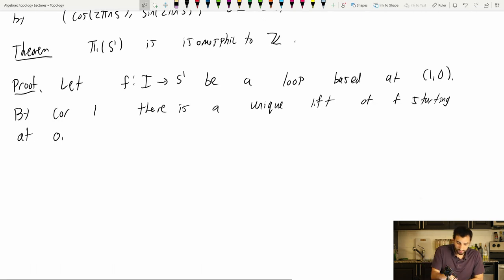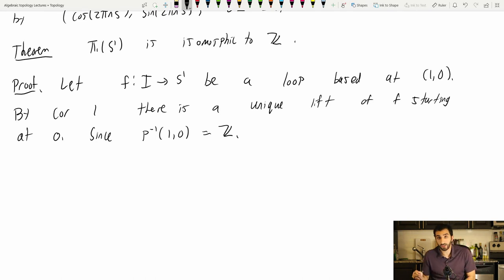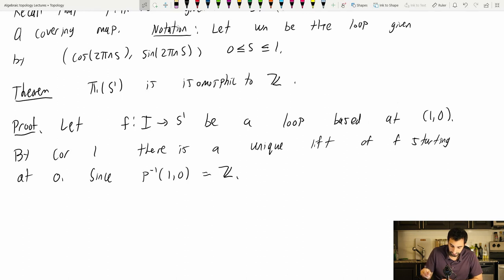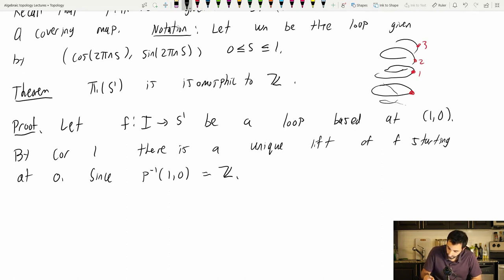Now, since the inverse image of (1, 0) is equal to the integers, let me just draw this out real quick. Here's the circle in the top right. And here is that helical covering. The inverse image here, you can just check straight from the formula, will be 1, 2, 3, and if I go downwards with the spiral, this, for example, will be -1.